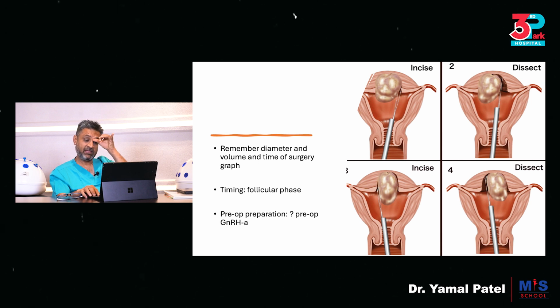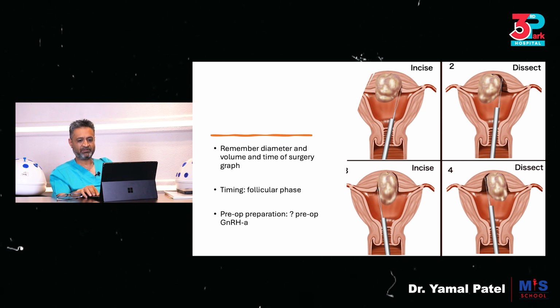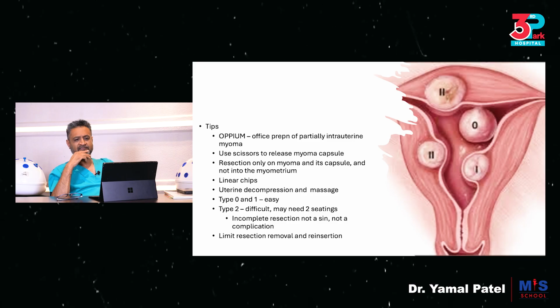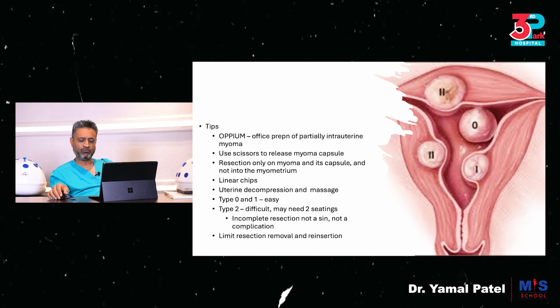Timing again, follicular phase, to ensure that we see the lion in full, not in the tall grass but in short grass. Pre-op preparation like pre-op GnRH analog can be used. I've personally not used it for myomectomies, but it's an option, and it helps in a number of ways. One, it thins the lining and might also help with reducing operative bleeding, and therefore with the reduction in time as well.